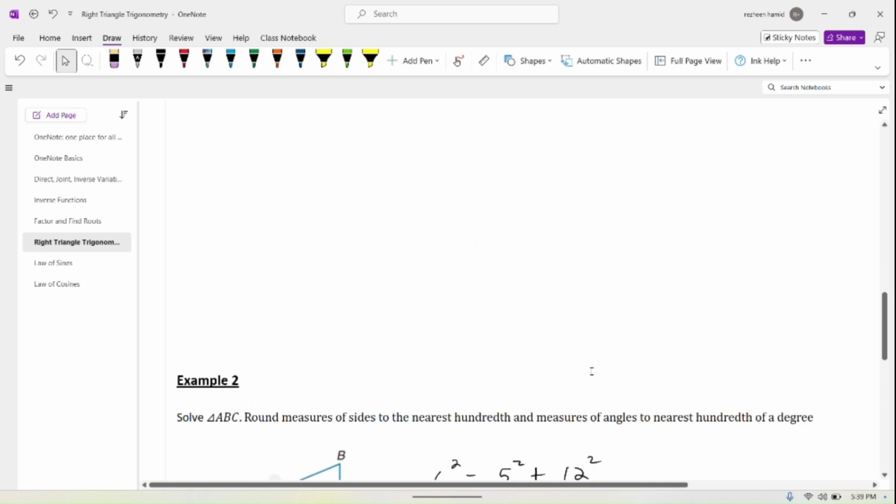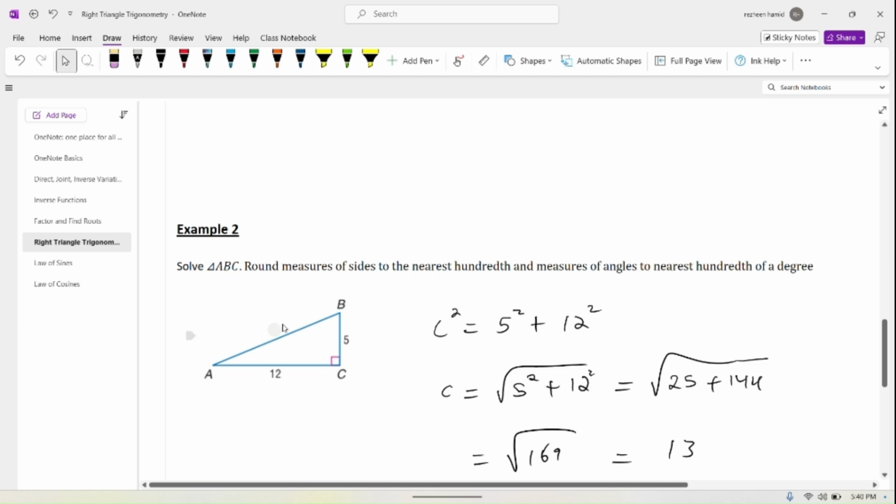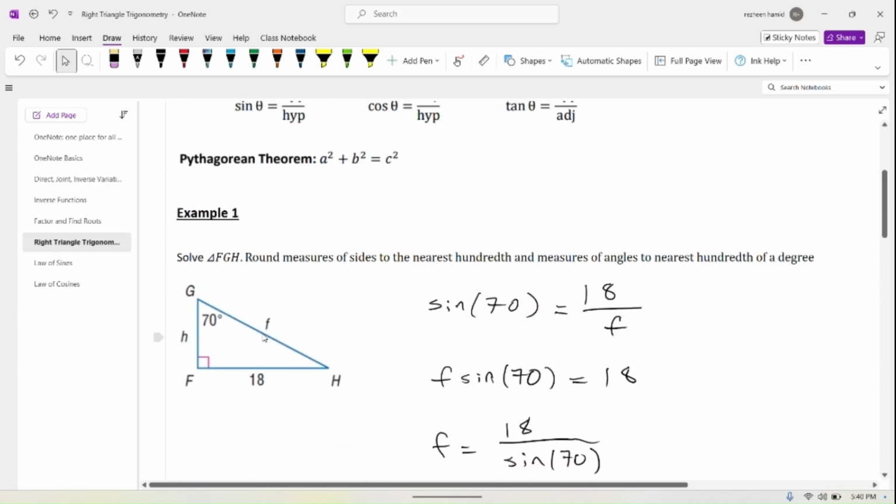In the next video for right triangle trigonometry, we will create a Python program that will solve for us, with us only needing to input the known sides. For example, we know the sides are 5 and 12. When we enter that, our program will calculate c and the angles A and B. And we will do a similar setup for the first example.